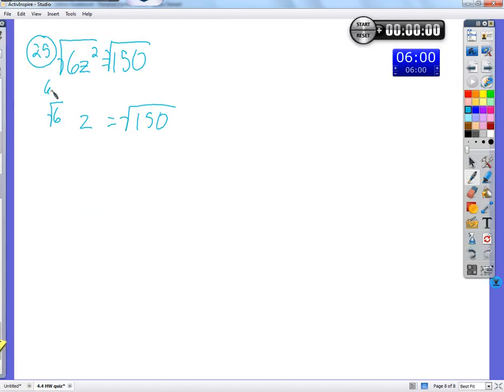If the square root of this were 6z, then 6z times 6z would need to be 6z squared. But it's not. It's 36z squared. If 3z were the square root, then that times itself would have to be 6z squared. But no, it's 9z squared. The only thing that's going to give you 6z squared when you multiply it by itself is the square root of 6 times z. Square root of 6 times square root of 6 will give you 6, and z times z will give you z squared.